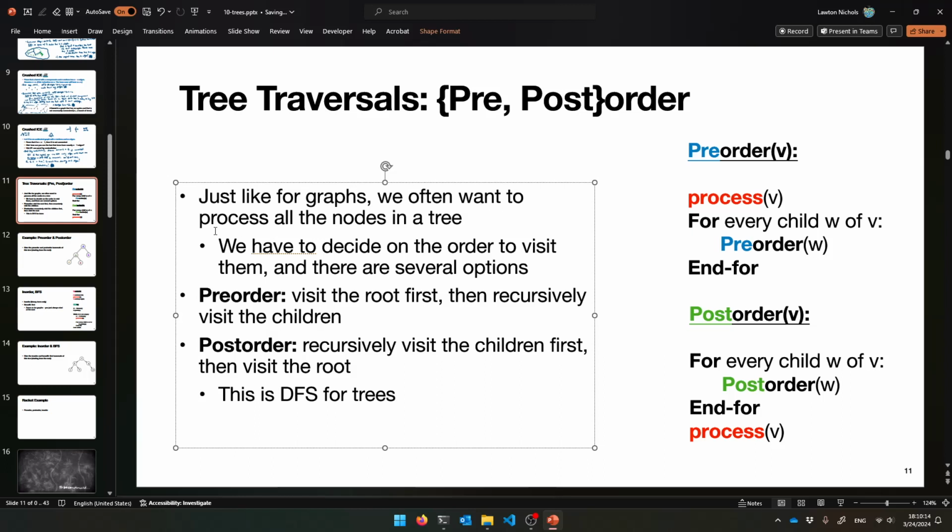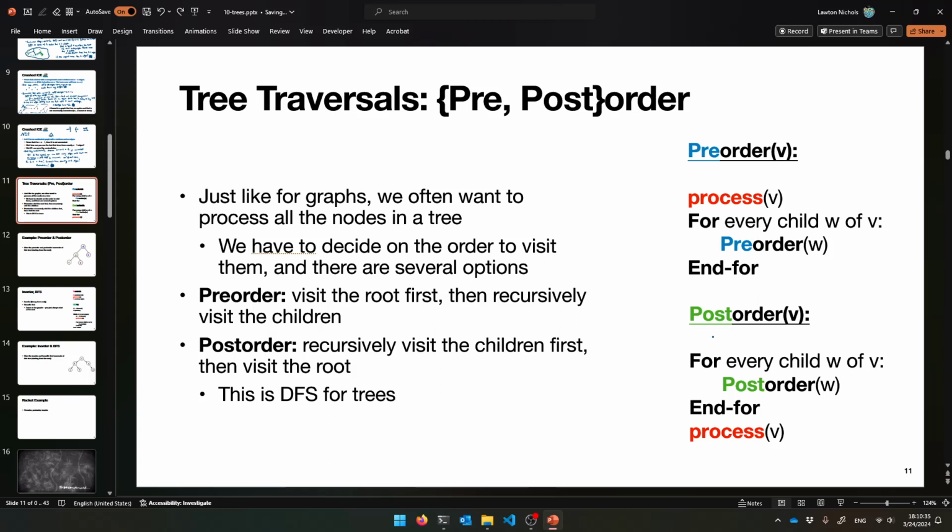All right, so we need to decide on the order to visit those nodes, and there are several ways to do it. We're talking about rooted trees right now, trees with roots. So there's pre-order and post-order. Those are very common traversals through a tree, and here are their codes. Here's the pre-order code and the post-order code.